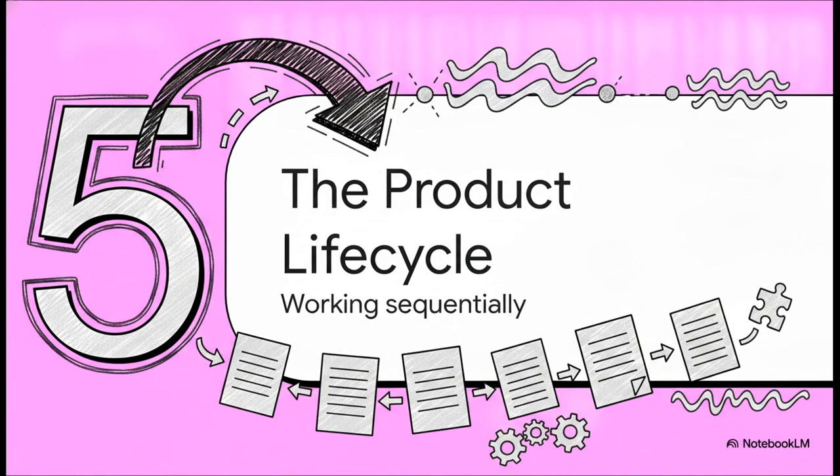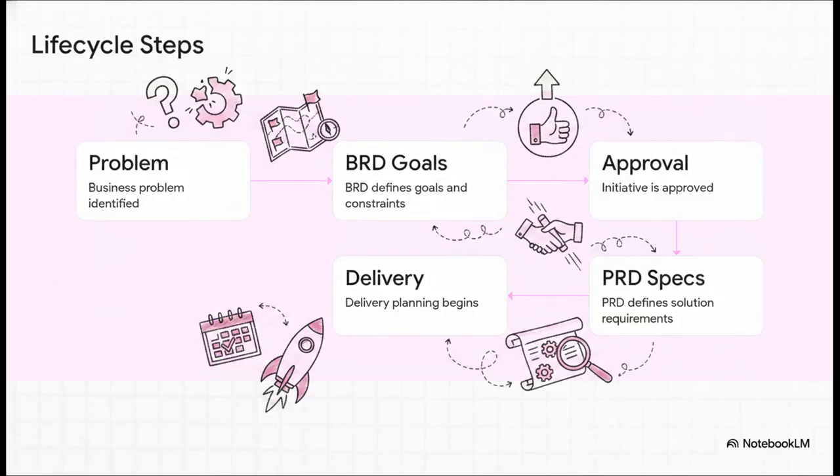On to Section 5, surviving the product lifecycle. How they work together sequentially. Let me guide you chronologically through how this sequence actually plays out. Step 1, a business problem is identified, either out in the market or internally. Step 2, the BRD defines the goals and constraints needed to solve that specific problem.